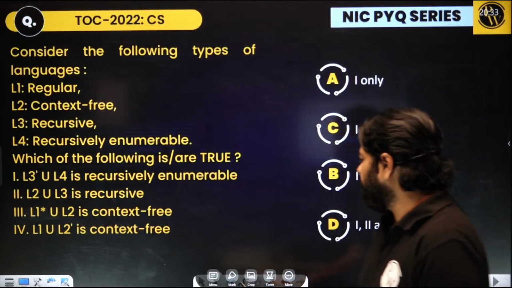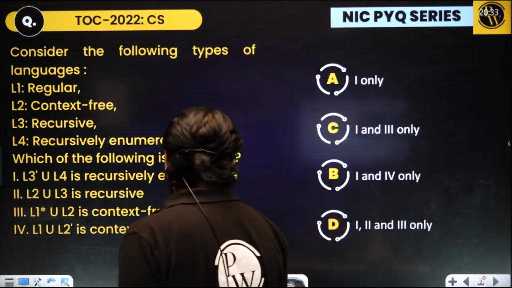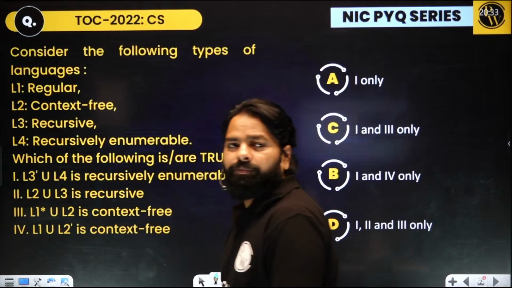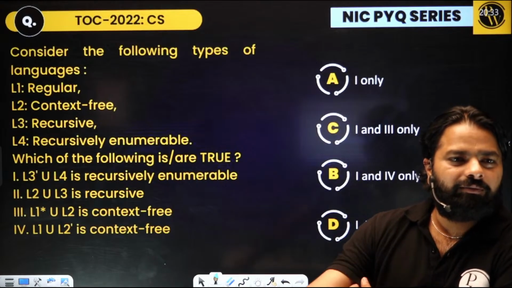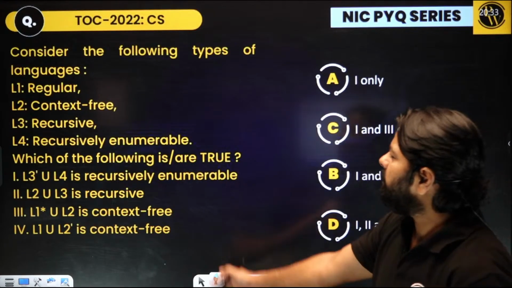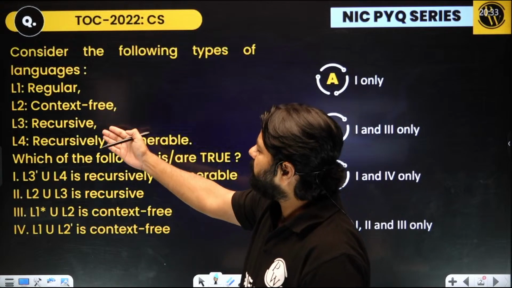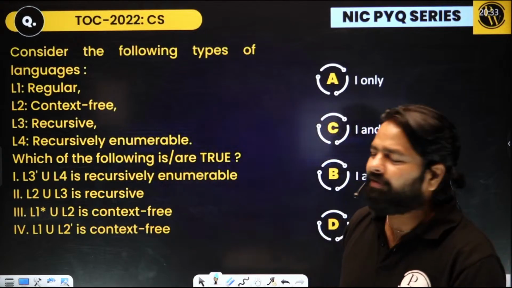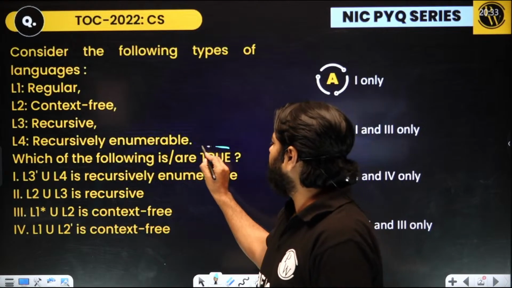Okay, it's done, right? What's the answer? Yeah, B. Let's look into it. You have regular, context-free, recursive, and REL languages given. You need to find which of the following are true.